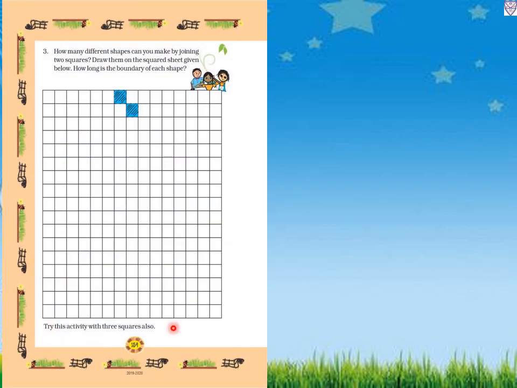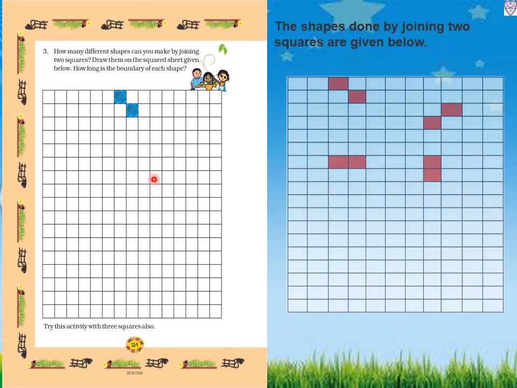Now next page, page number 154. How many different shapes can you make by joining two squares? Draw them on the square sheet given below. How long is the boundary of each shape? Okay, we have to draw different shapes by joining two squares. So in how many ways can we draw that?